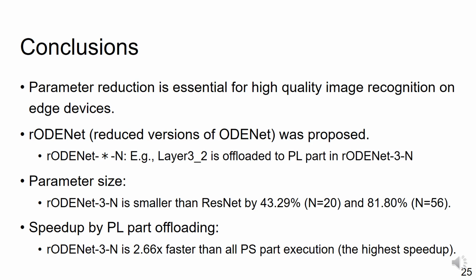As for the accuracy, when n is 20 and 32, our RODNet 3 achieved the second highest accuracy and the highest stability compared to other ODNet variants. As for the execution time, our RODNet 3 achieved a high overall speedup ratio. It was 2.66 times faster than the pure software execution when n was 56. These results show that our RODNet 3N can achieve high stability in parameter size, accuracy, and speed.